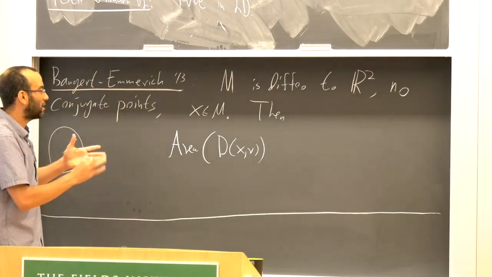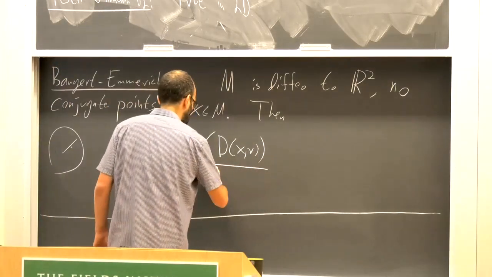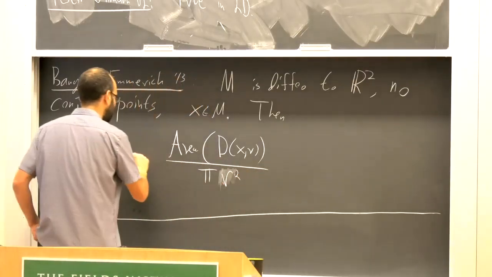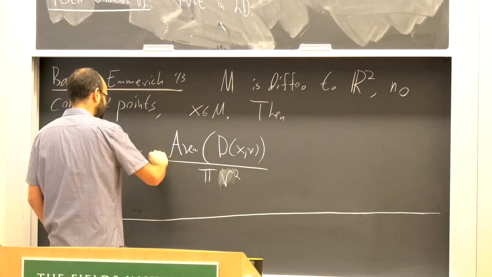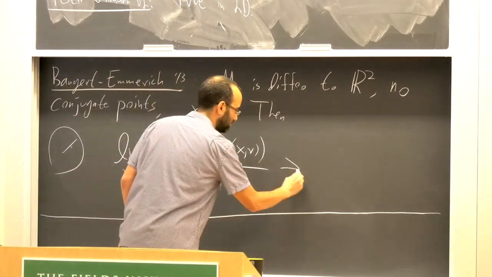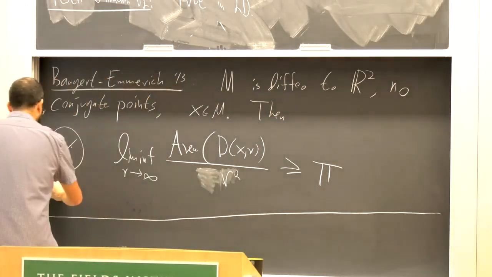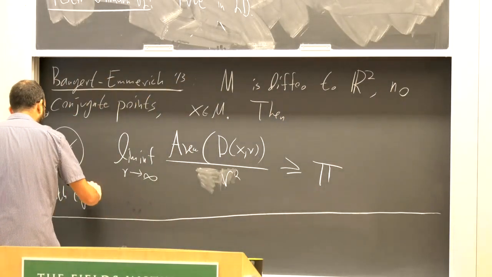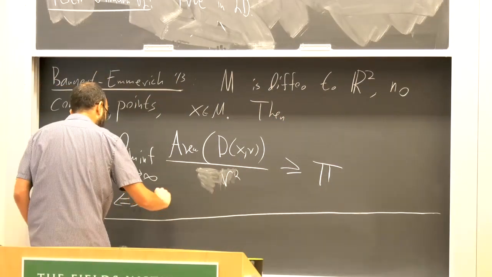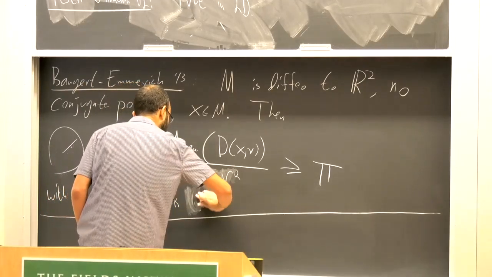if it has no conjugate points, it feels like negative curvature, so you would assume the volume should be more than what you get in the flat case. This is indeed correct, but it's correct in a rather strong sense. The limit inf of the area of the disk over R squared is at least pi, with equality if and only if M is flat R2, the plane.